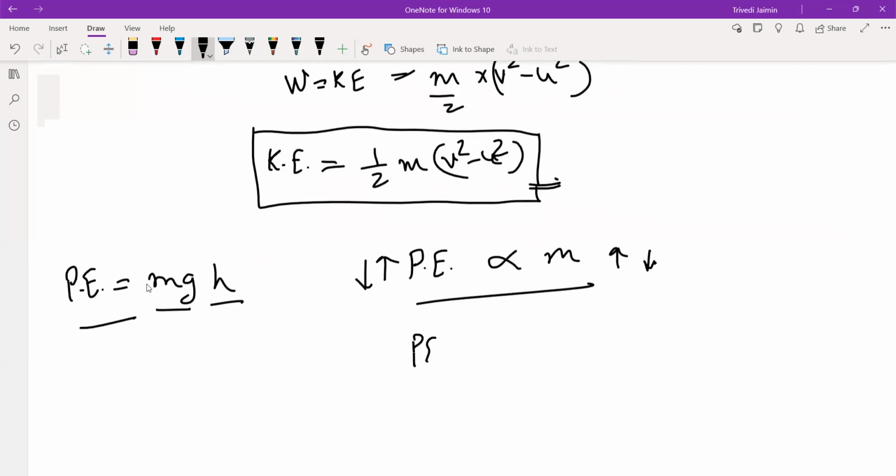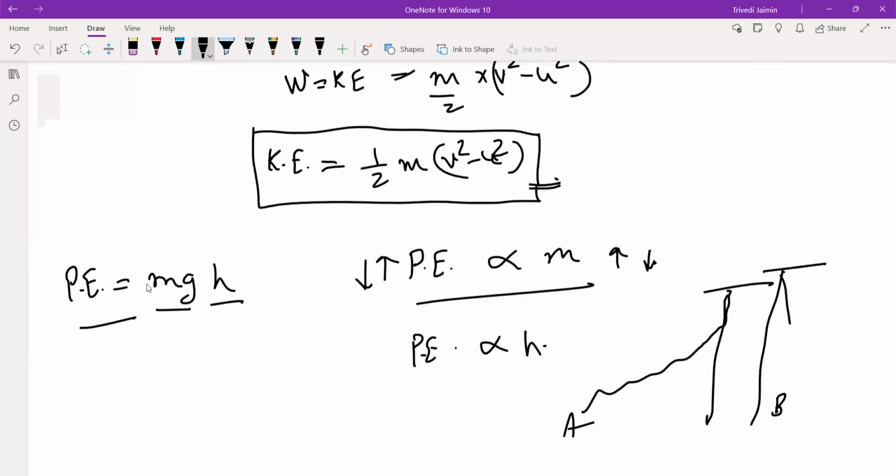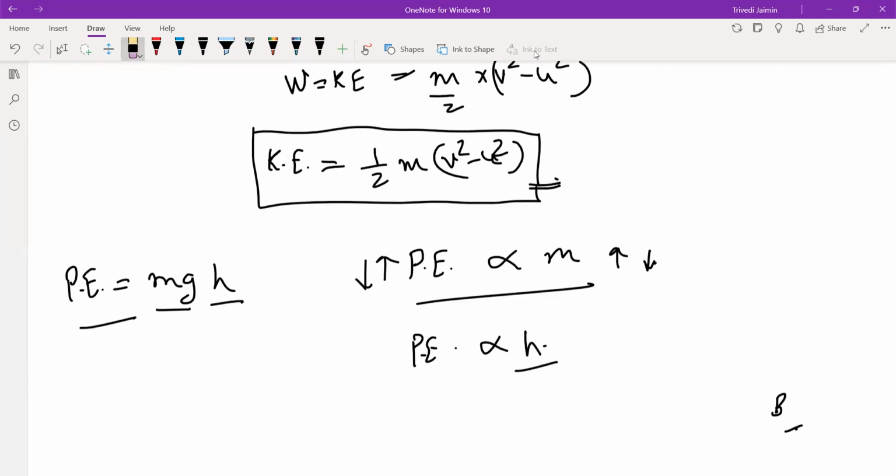Now it is also depending on height. Depending on height, but does it depend on what path it follows? Like if it is going this way, or it is going this way. It does not depend upon what path it is following, A or B. It depends just on what height it is. So it's directly proportional to height. Whatever path it follows doesn't matter. So it does not depend upon path. Let's write that.